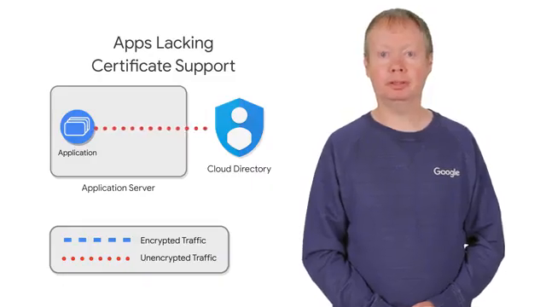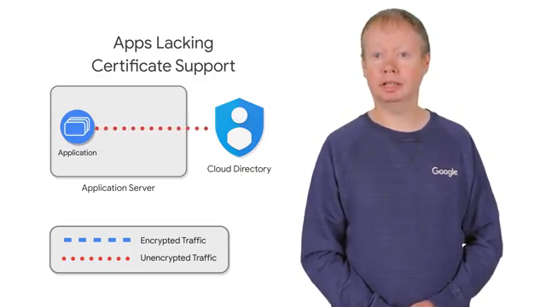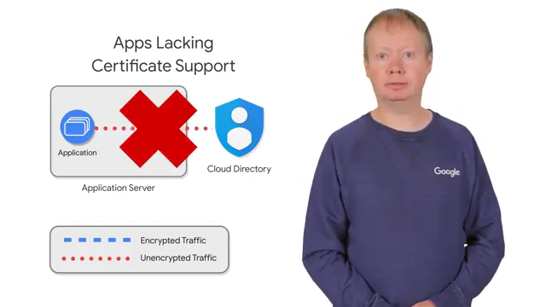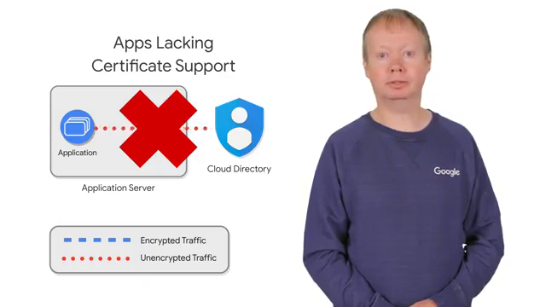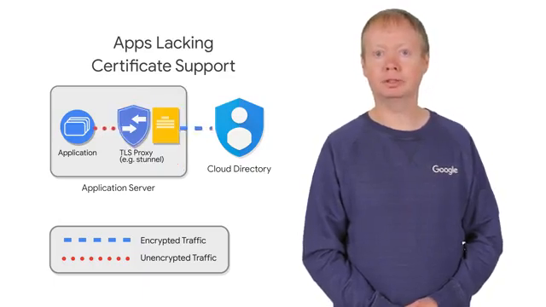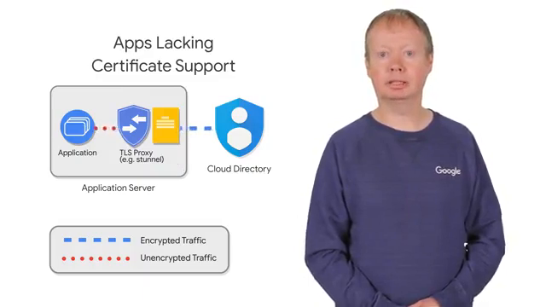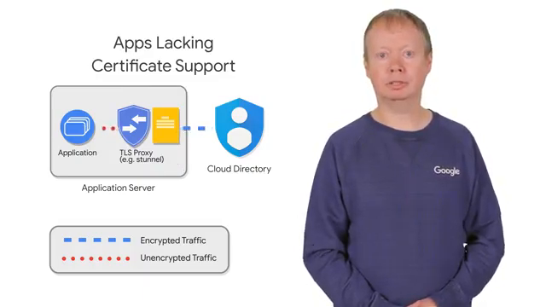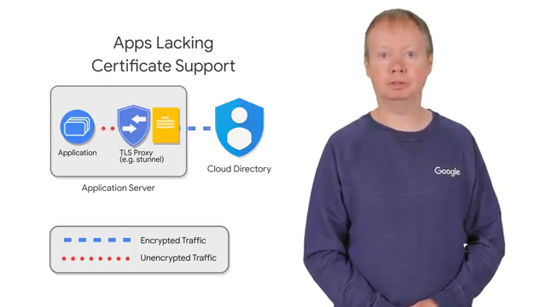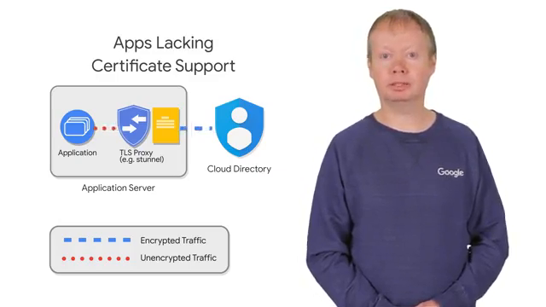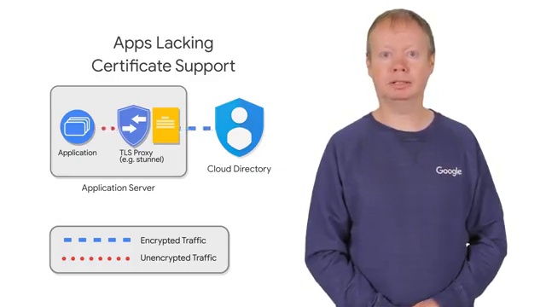Before we move on, you may have some applications that do not support the use of digital certificates, and traffic is therefore unencrypted. Google requires that all traffic be encrypted, so in these cases, you cannot connect your application directly to your cloud directory. The solution is to add a TLS proxy, such as S-Tunnel, and install a certificate onto the proxy server. Then it's a simple matter of pointing your application to the proxy server, and all communications between the proxy and your cloud directory are then encrypted.